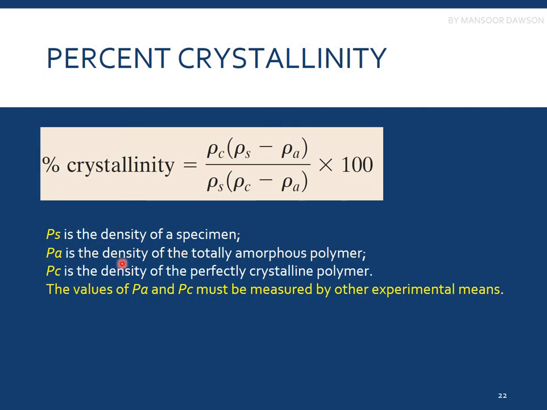These are basically densities again, and you can see that rho C and rho A are the densities of the crystalline part and the amorphous part. These are measured experimentally, so we will have experimental values. We'll also do an example problem with this percentage crystallinity formula in later videos. So stay tuned.